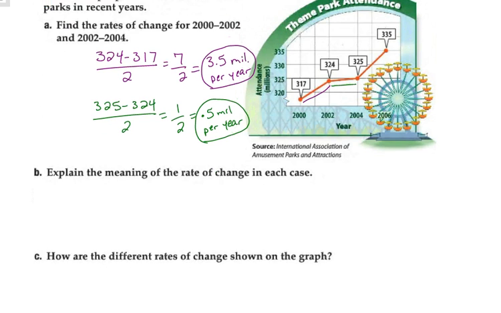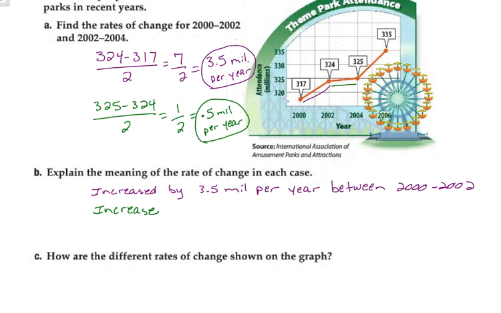Explaining the meaning of that rate of change, we went a little bit too far. I apologize on that. But it looks like it increased by 3.5 million per year between 2000 and 2002. It increased by 500,000 people per year between 2002 and 2004.